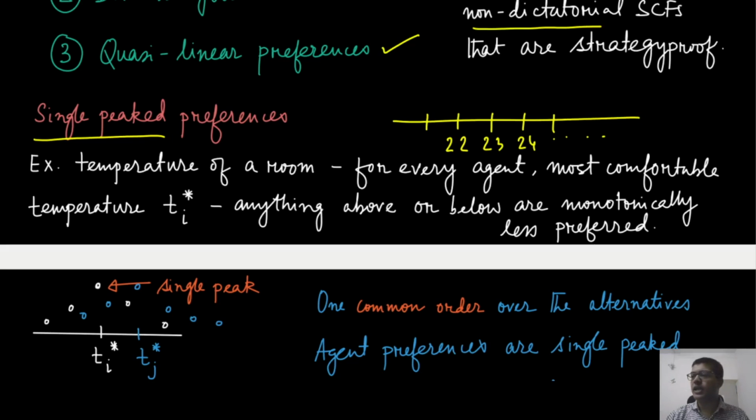Now maybe someone has the most preferred temperature as 24. So anything colder than this is not so preferred, and anything hotter than this is also not preferred. So in some sense you can think that the preferences are going down in both directions. So this is the most preferred temperature, and anything beyond that is going to be strictly decreasing in both directions.